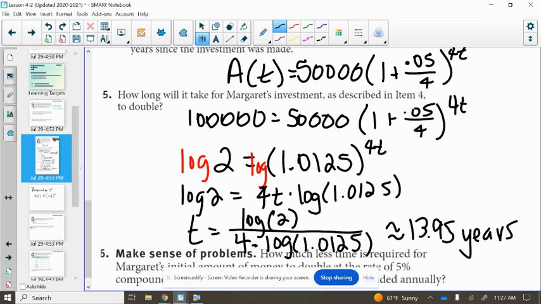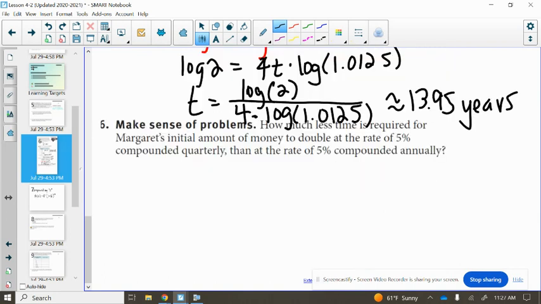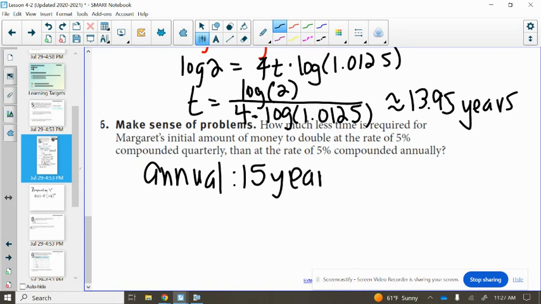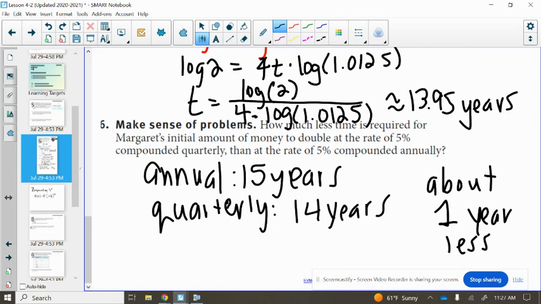All right, so what we see here is that if it's being compounded quarterly, if we compare this back to what we had before, the annual we calculated in the previous lesson took about 15 years. And this is only taking about 14 years. So what we're seeing is that there is a little bit of time saved based on having more compoundings. It's taking about 1 year less to double that money. So that can help us out on those.